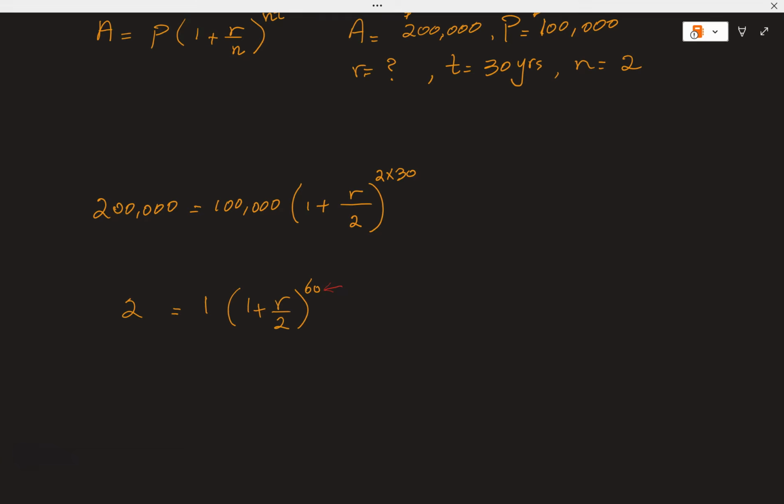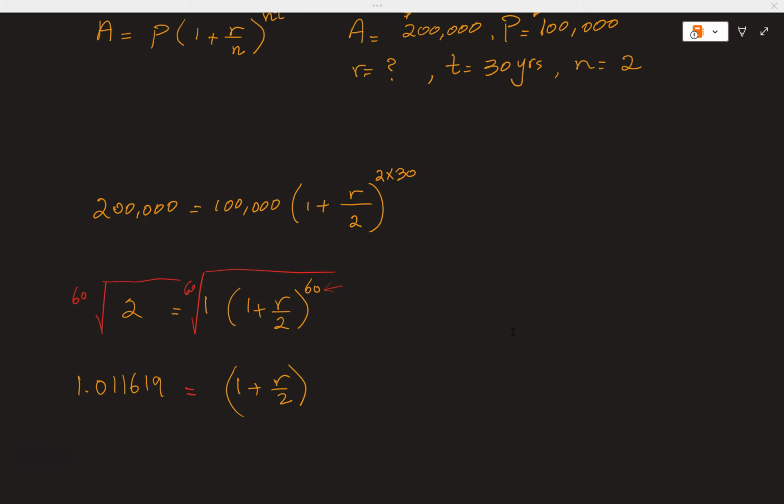To do that, the opposite operation of exponent is taking the root. In this case it is the 60th root. That's what you need to do, the 60th root of 2. So let's do that and see what that value is for the 60th root of 2, because on the other side you're going to get just the bracket coming out.